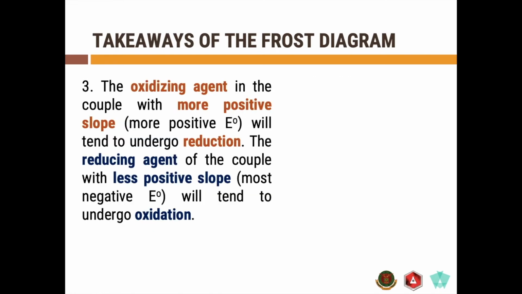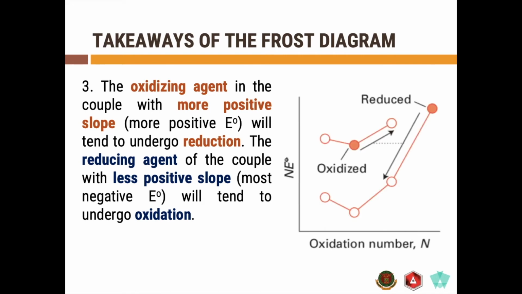The oxidizing agent in the couple with more positive slope, meaning with a more positive standard reduction potential, will tend to undergo reduction. The reducing agent of a couple with a less positive slope will tend to undergo oxidation. So you have here the couple. When you say couple again, we're talking about two species that are adjacent to one another in the Latimer diagram and in the frost diagram.